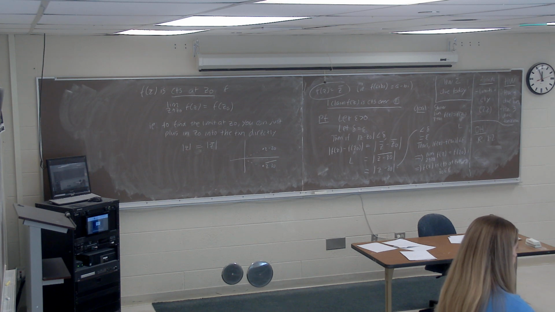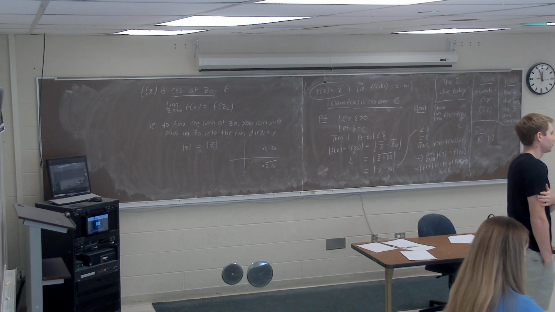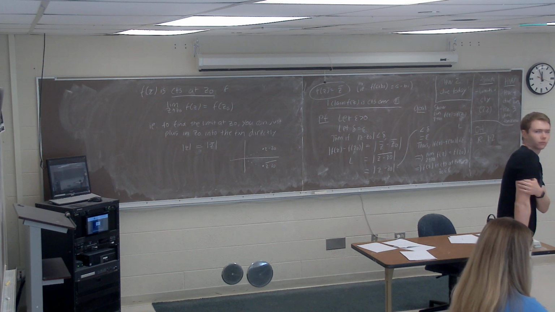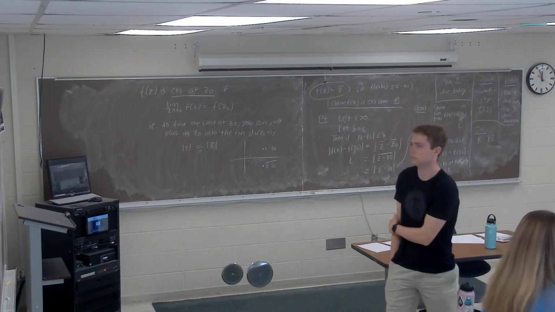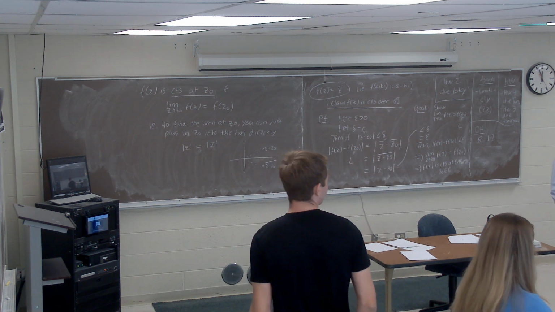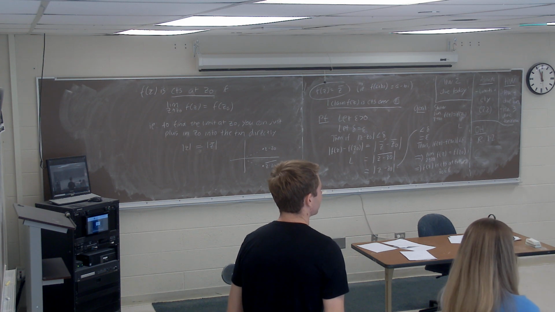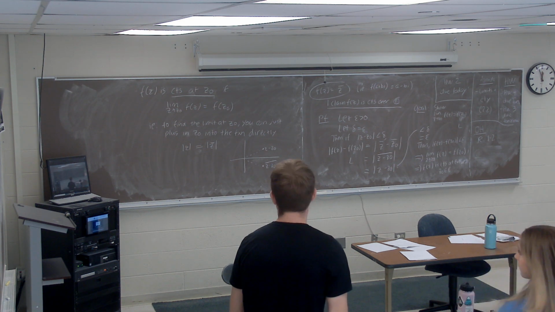So you found a delta so that if the distance from z to 1 is less than delta, then the distance from f of z to 0 is less than epsilon, which told you that the limit has to be 0 as z approaches 1? Yeah. Questions or comments? I like it.